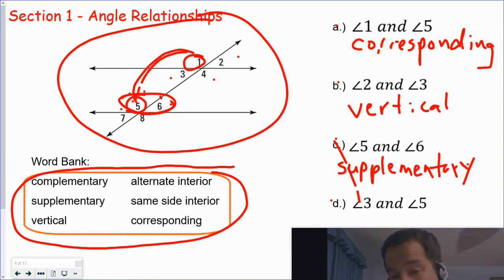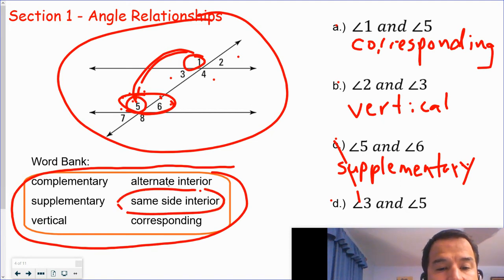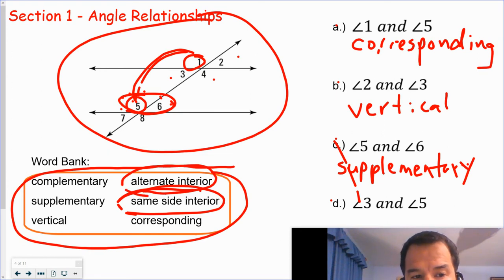All right, 3 and 5. Now, these we did not go over much. 3 and 5 are same side interior. See how they're on the same side? They're both in the middle, so they're same side interior. If I went 5 and 4, 5 and 4 are alternate interior. Okay? So please remember all those angles.